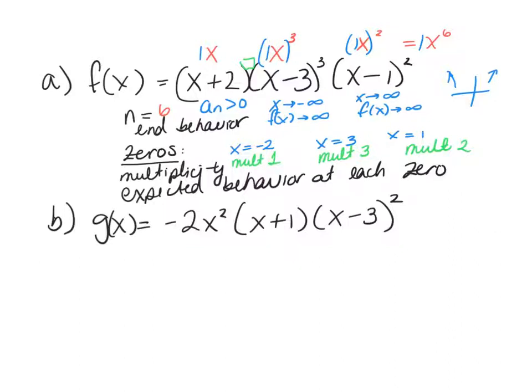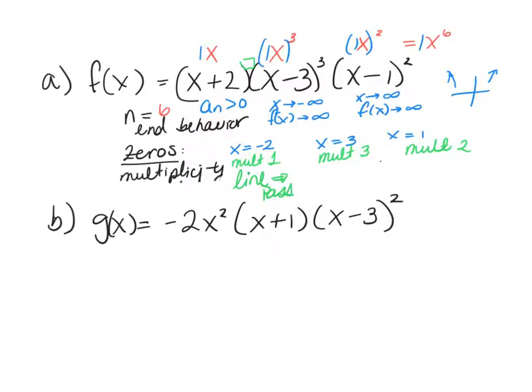Now, I'm just going to erase some stuff so I can get some more space there. Now I'm going to talk about the expected behavior at each one of those. So the expected behavior is based on the multiplicity. I expect anything that has a multiplicity of 1 to act like a line. So if it's going to act like a line, I expect it to pass through at the x-axis.